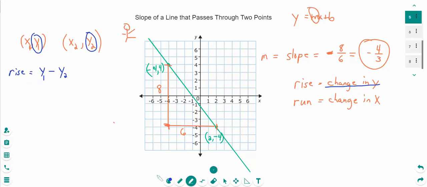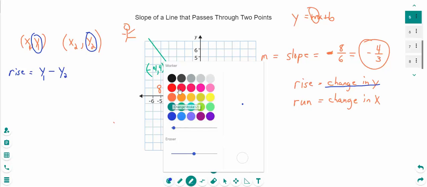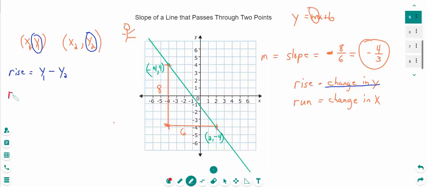What's the run? Well, in a similar way, the run is the change in x. So here's our first x. Here's our second x. How do I know what the change is between those two? We can subtract them to find that. The change in x is x sub 1 minus x sub 2. Okay?